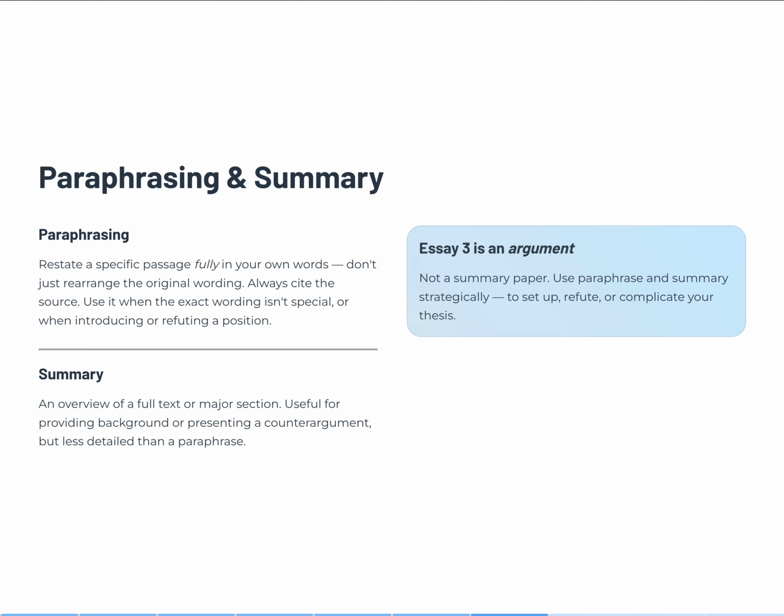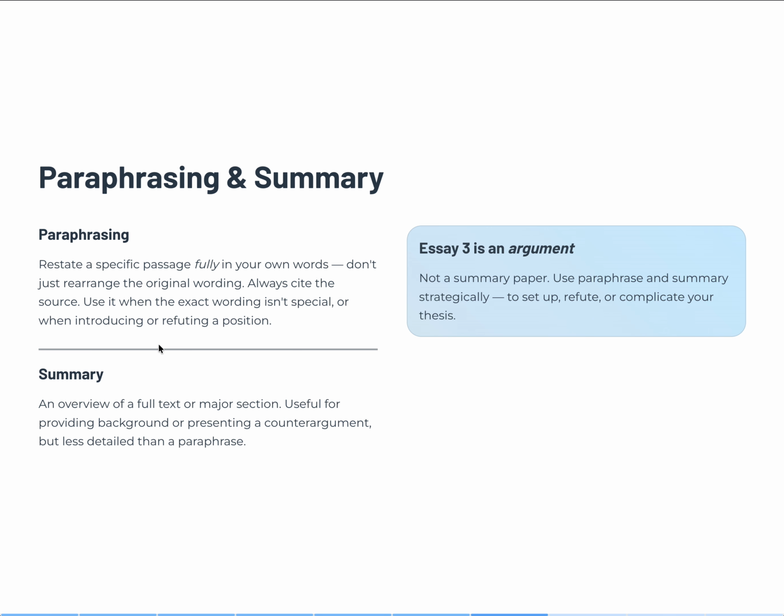All right, let's talk a little bit about paraphrasing and summary. Paraphrasing, if you remember, we talked about this very early on in the semester. Paraphrasing means restating a specific passage fully in your own words, not just swapping out a few words. You should be able to set the source aside and explain the idea as if you were telling it to someone. You still have to cite it. Paraphrasing is often stronger than quoting in an argument research paper because it allows you to stay in control and it's in your own voice.